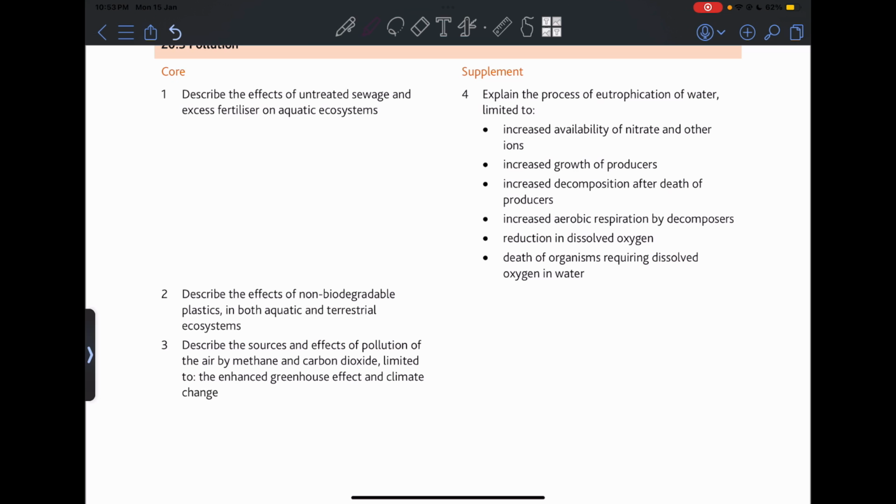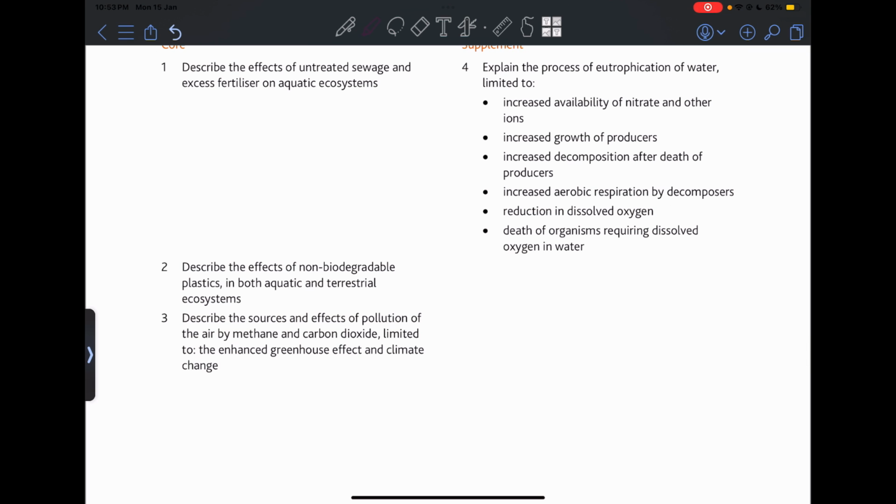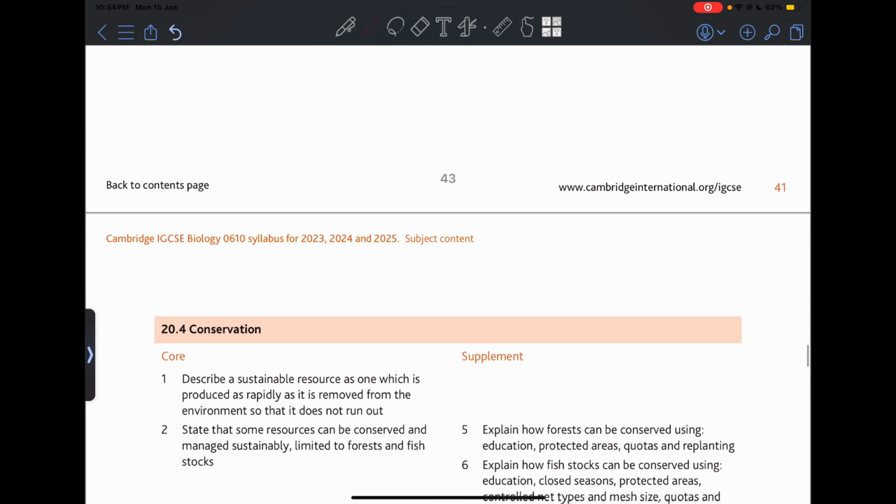So there will be a lot of decomposers in the water that will work by aerobic respiration, and it will lead to further reduction in the dissolved oxygen in the water and death of organisms requiring oxygen in the water. So this is all caused by excess fertilizer in the water. You have to, of course, know about this process and memorize it, because sometimes a 6 mark question will come in the exam and it will ask you to describe the eutrophication process. So this is very important, and don't overlook those chapters because they are important.